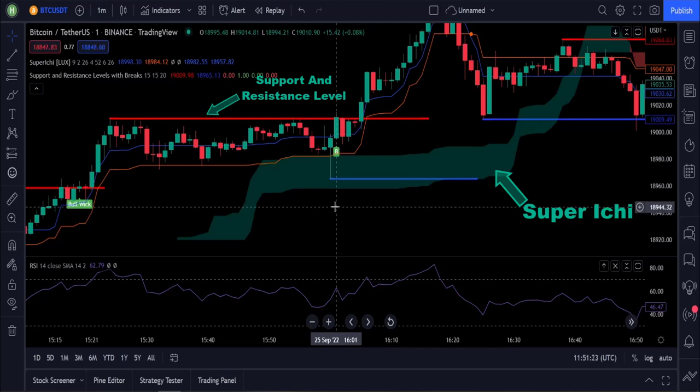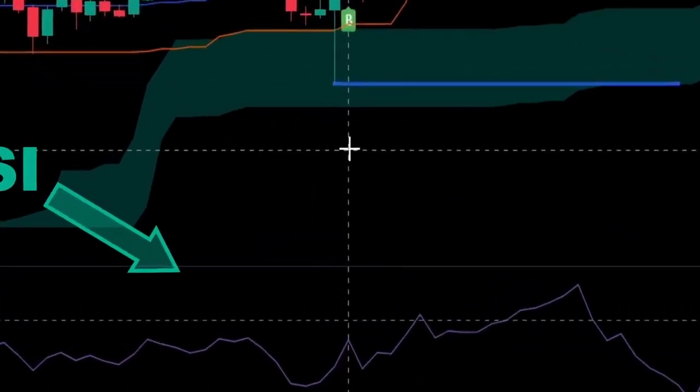Now, where will we exit a winning trade? We'll exit as soon as we have the RSI line crossed above the 70 level.